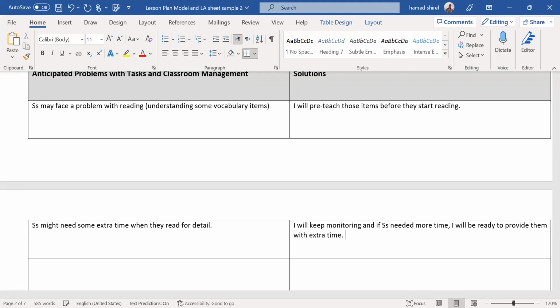Okay, now sometimes it depends again on your lesson. It depends on what you're teaching. It depends on your students. So just try to be ready for everything. Okay, it's better to be ready so you do not get surprised in the classroom.